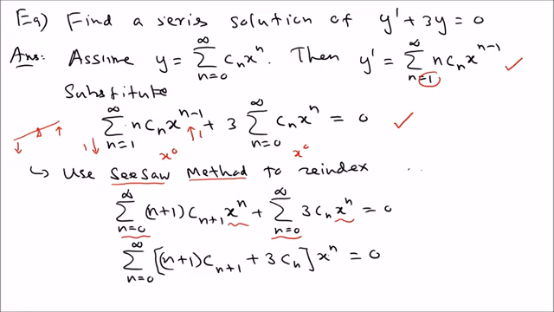The only way this can happen is this term has to be 0, because there's no other way that the whole series is 0. So that means this implies that this term, the coefficient, is 0. And that's exactly what we need. So let's write that. So we're going to get that (n plus 1) c_{n+1} plus 3 c_n equals 0 for the index value.